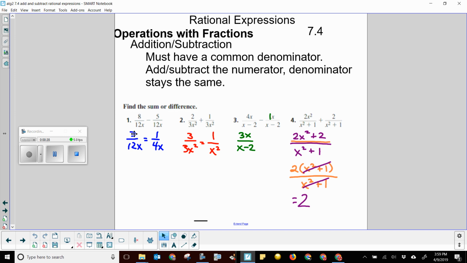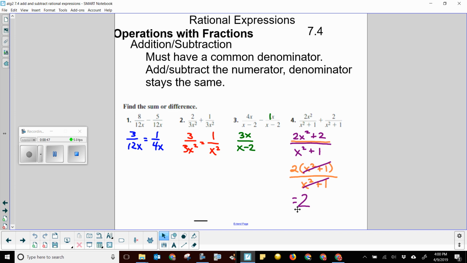So 8 minus 5 is 3 over 12x. And then all we have to do is see if it simplifies. 3 over 12 reduces to 1/4. Once we do this, those 3's cancel. This one didn't simplify any further. This one actually did, because we look here and said, oh, look, there's the greatest common factor. I could take out a 2, and all of a sudden they cancel.